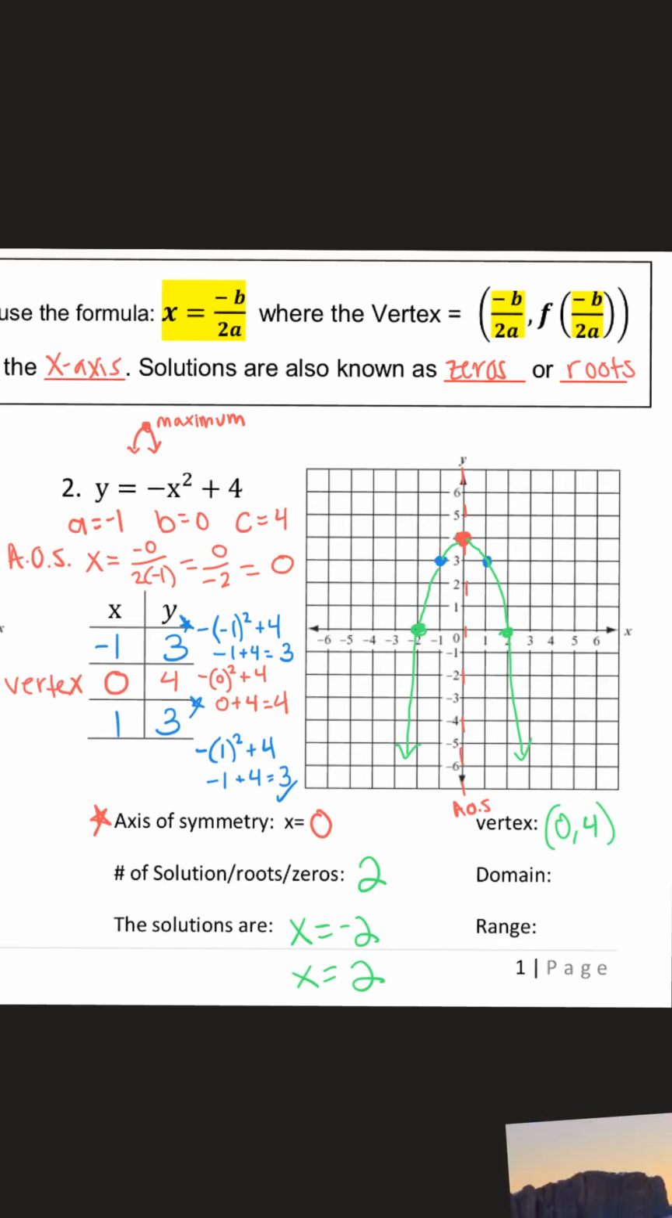The domain, it's always all real numbers. This is the fancy sign for that. And then the range, well, it starts on the y-axis and it goes down. So it starts at 4. So we're going to say y is less than or equal to 4.